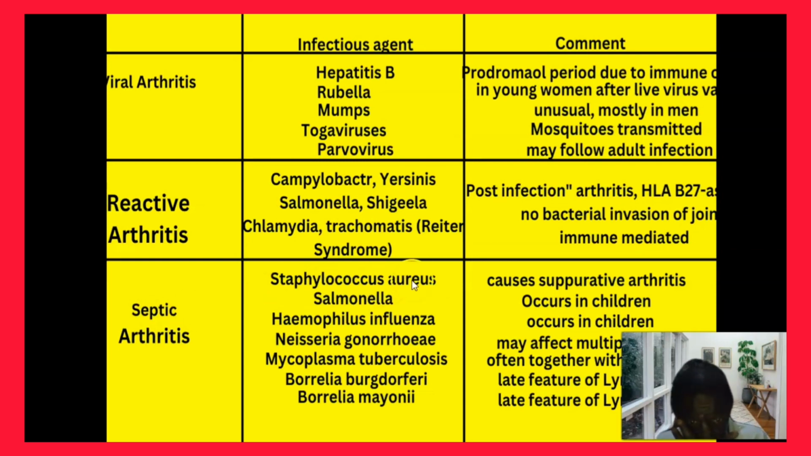They are there: Staphylococcus aureus, Salmonella, Haemophilus influenzae, Neisseria gonorrhoeae, Mycoplasma, tuberculosis, Borrelia burgdorferi, and Borrelia myoni. So, a great feature of Lyme disease. These 2, often Haemophilus influenzae, you find in children, and may affect multiple joints, that is Neisseria gonorrhoeae.